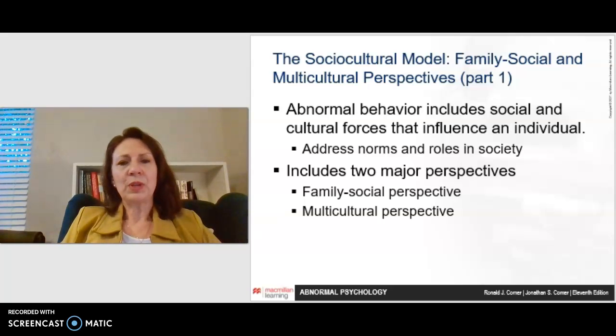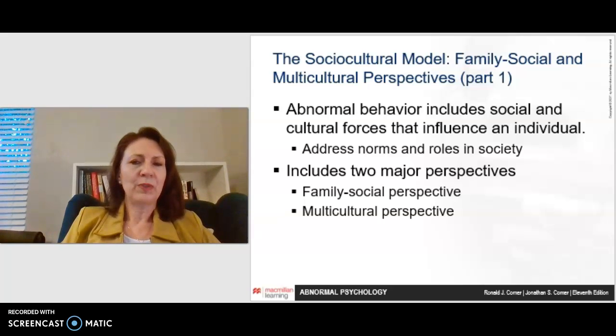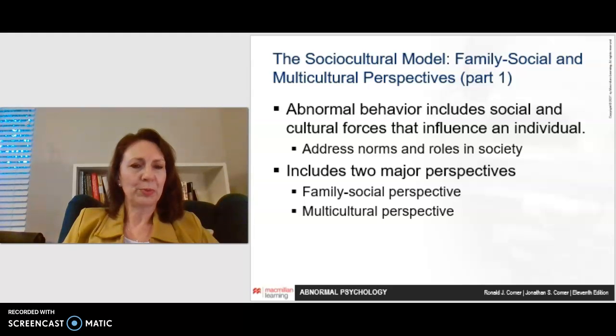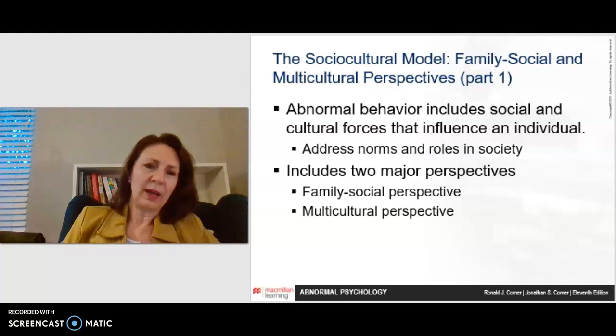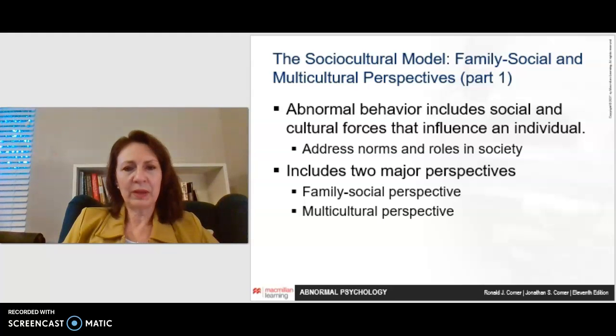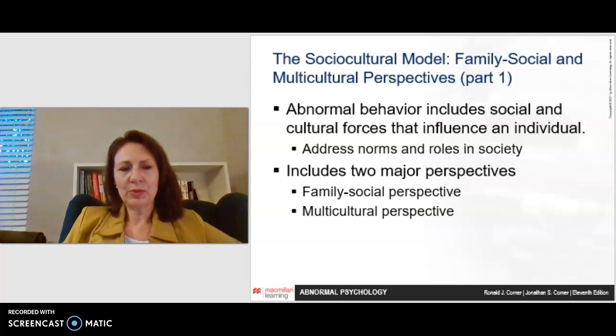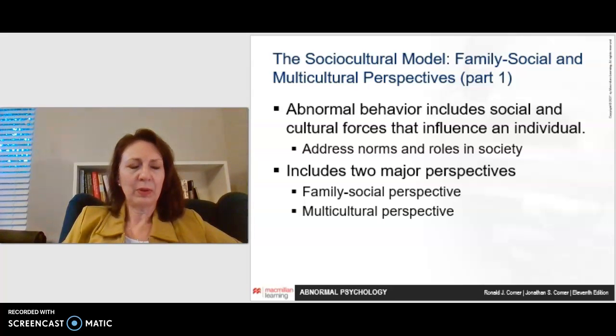And then there's the socio-cultural model, which involves family, social, and multicultural perspectives. This is where the social and cultural forces influence individuals. And so we're looking at, what does society expect of people? And how do we change those things if needed so that people are healthier?